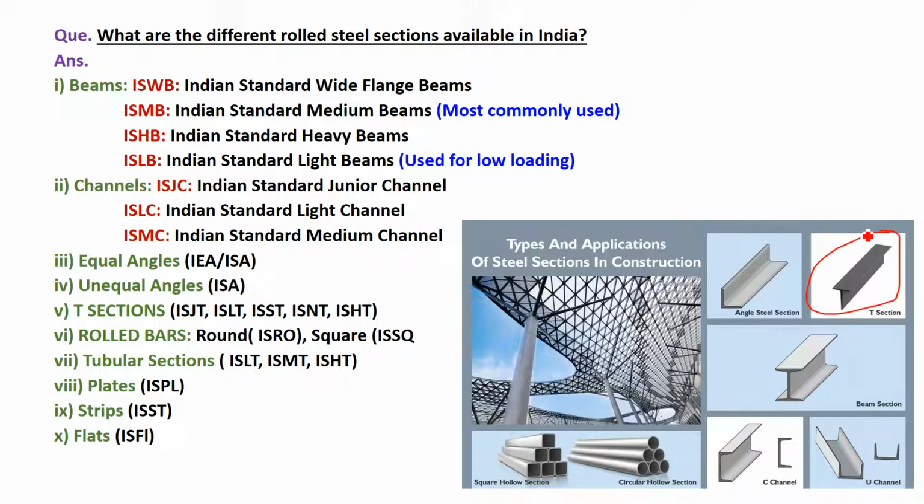Then this is a T section. There are some plates, flat plates, strips. So these are all the sections used in India for the design of steel structures.